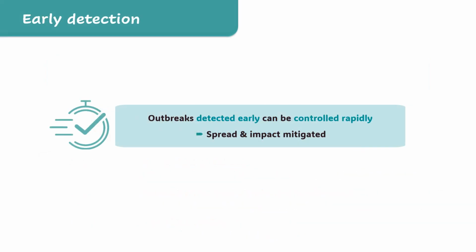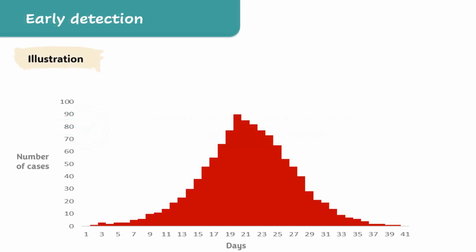Early detection is an essential surveillance objective because when outbreaks are detected early, they can be controlled rapidly, which is critical to mitigate their spread and their impact. Let's illustrate the importance of early detection with a fictive example.